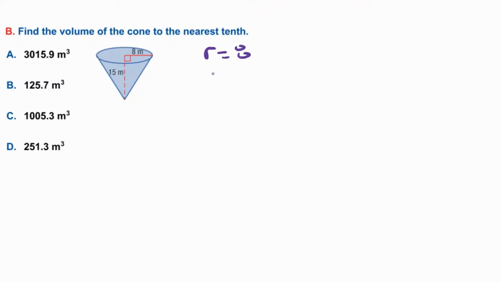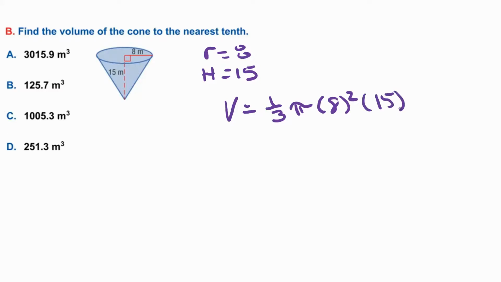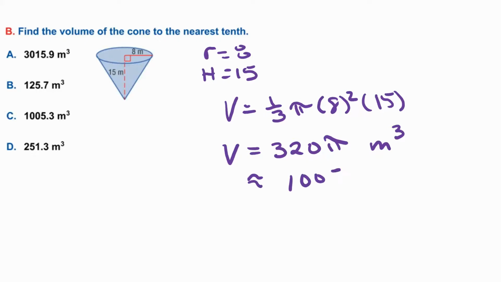Radius equals 8, the height equals 15, volume equals 1/3 pi radius squared times the height. So the volume equals 320 pi meters cubed, which is approximately 1005.3 meters cubed.